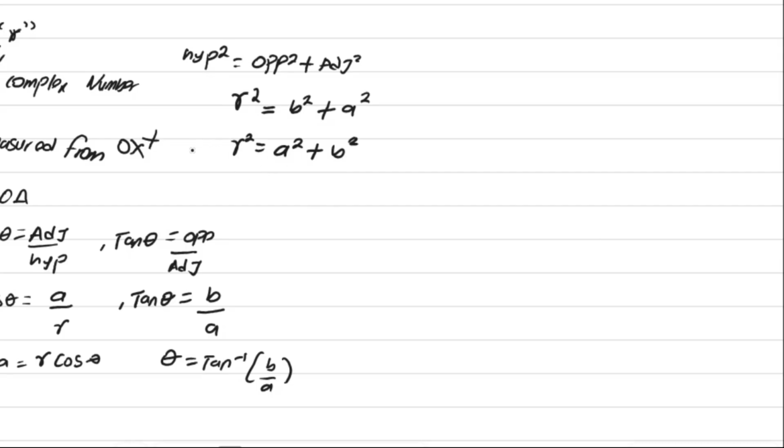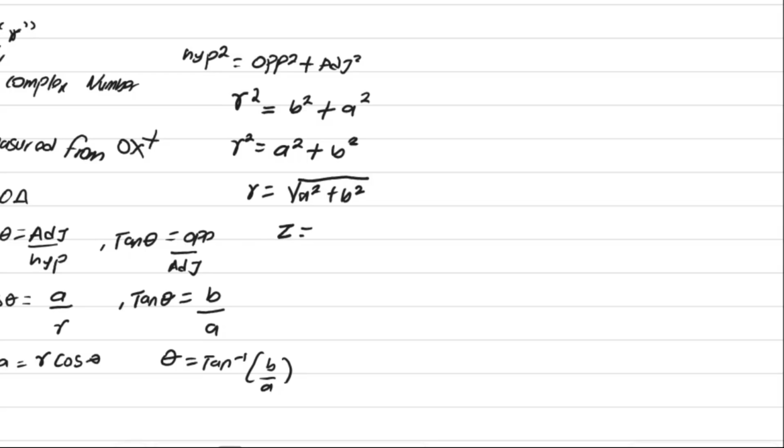Now we have derived that r square is equal to a square plus b square, where r is the length of the complex number and z is the complex number itself. So we have gotten that the length of the complex number squared is equal to a square plus b square. That is, if you simplify further, your r will give you the square root of a square plus b square.